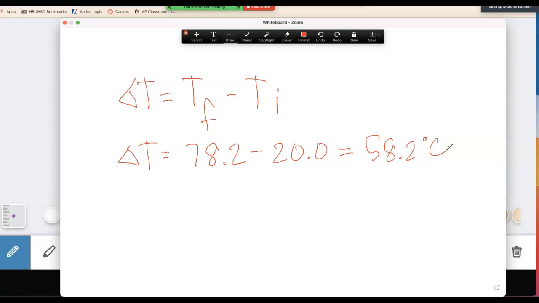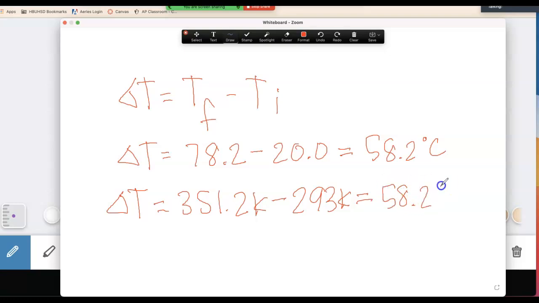Well, what if we did this in Kelvin? So this was Celsius. What is 78.2 in Kelvin? Well, to change Celsius to Kelvin, you just add 273, right? So you do 78.2 plus 273. So that is 351.2 Kelvin. Minus, what is 20 degrees Celsius in Kelvin? Well, you take 20, you add 273, so it's what? 293 Kelvin. What happens when you subtract those two numbers? You get the same answer.